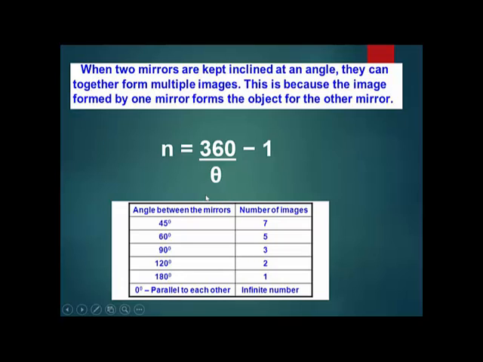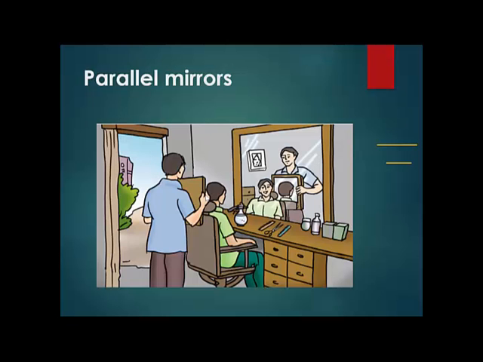Likewise, suppose there are two mirrors placed at an angle of 60 degrees, then you will get 5 images. Likewise, if they are placed at 90 degrees, you will get 3 images. So now you know how you are getting multiple images. How do you see multiple images? So this is the formula for multiple images.